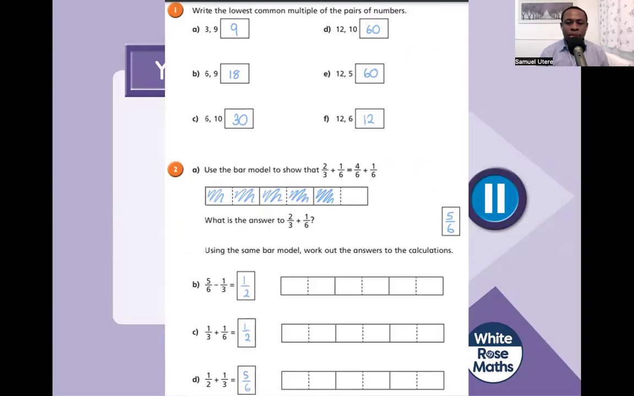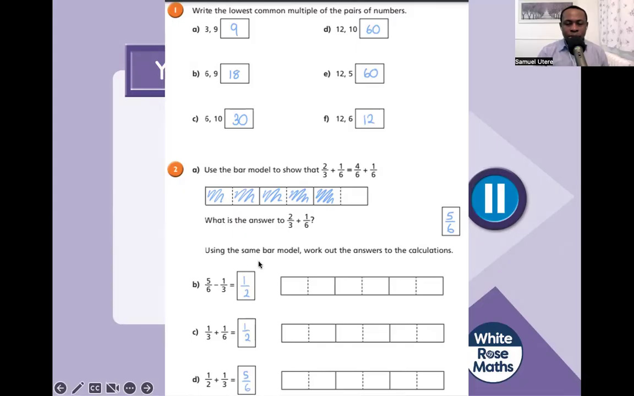Next, you're asked to use the bar model to show 2/3 plus 1/6, which is equal to 4/6 plus 1/6. 2/3 simply means shading 2 out of that part. You can see this line splits it into 3 equal parts. So this is 2/3. Then 1/6 is just one part out of the 6 parts shaded. And then you see that it's actually equal to 4/6 plus 1/6, which is 5/6. And you can see it here.